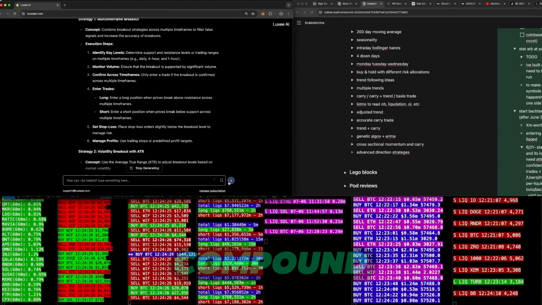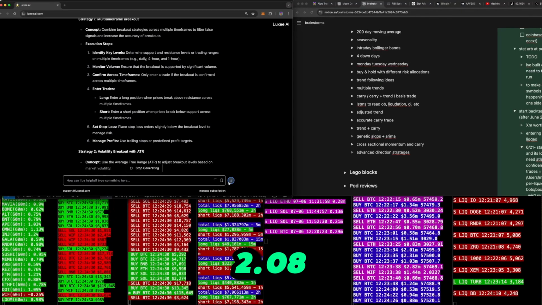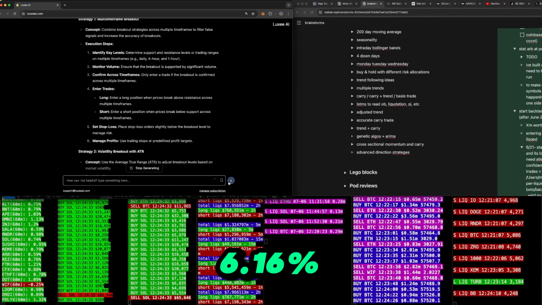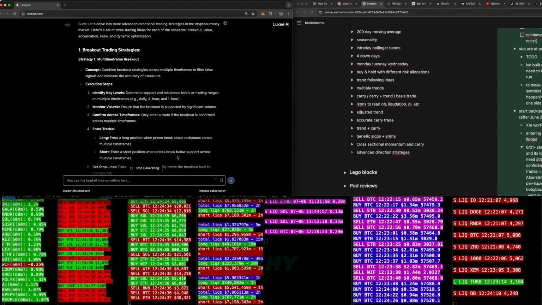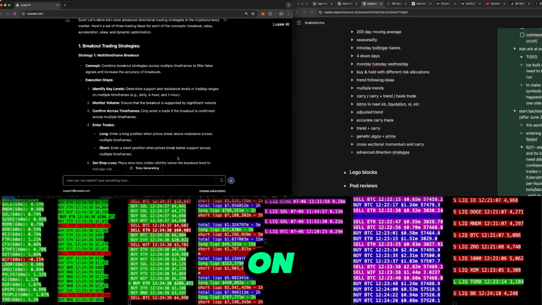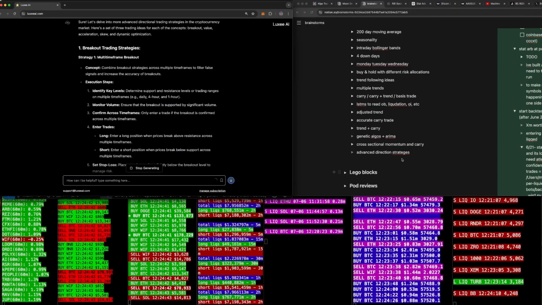Borrow ETH on Compound for 1.92 and lend for 2.08. That's 0.16% for doing nothing. Yep, dude. That's why you're here, B. Come on, get the ideas out. Let's get the ideas out.